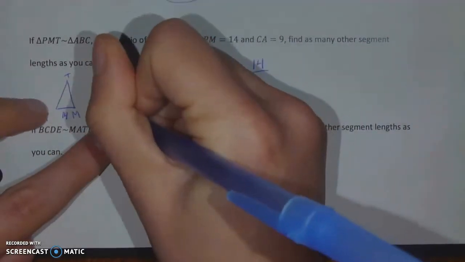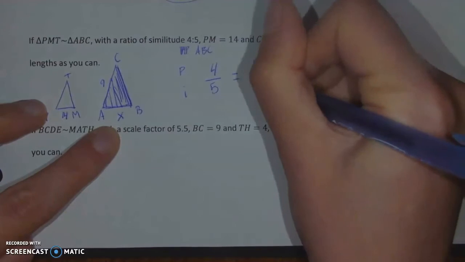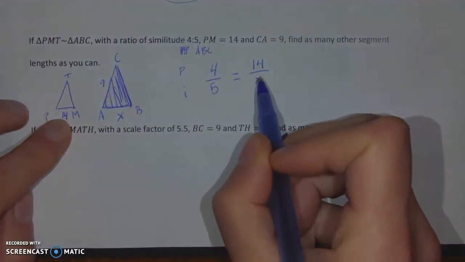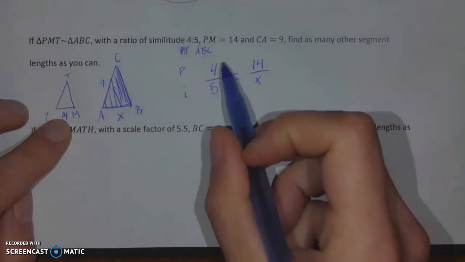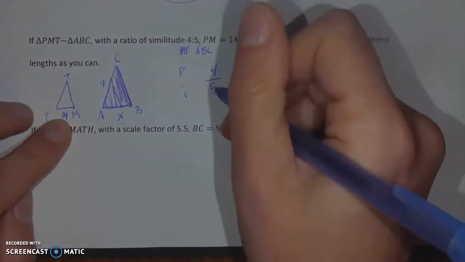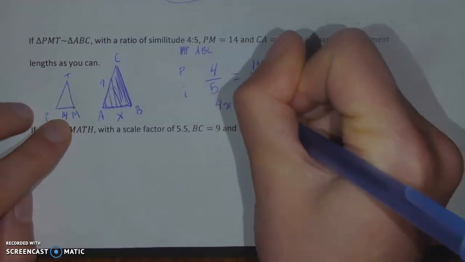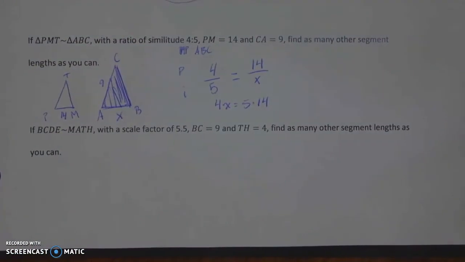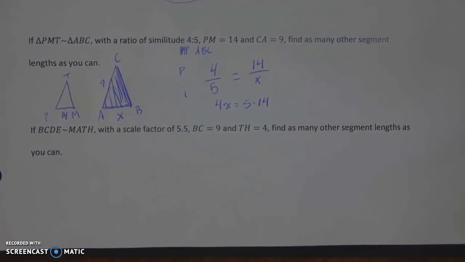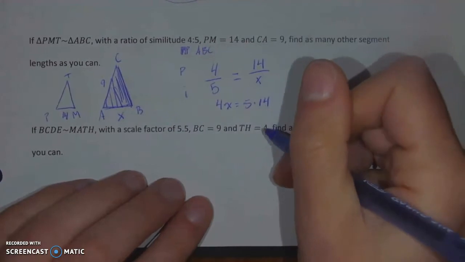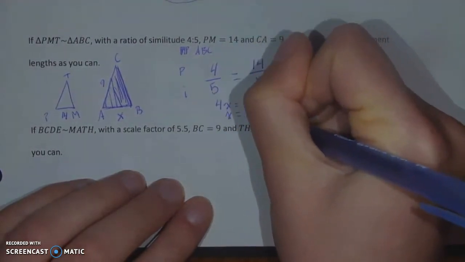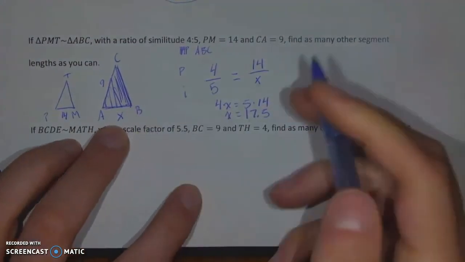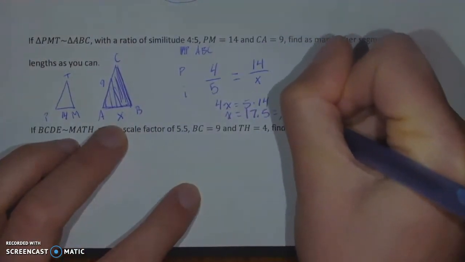And my missing length of AB, I could call X, that's that corresponding length to 14, and I could drop that down here because it should be proportional. That means I can use means extremes to solve it, giving me 4x is equal to 5 times 14. And when I do 5 times 14 and divide that by 4, I get an x value of 17.5. So that means that x, this length here, is 17.5. And I can just relabel that AB.